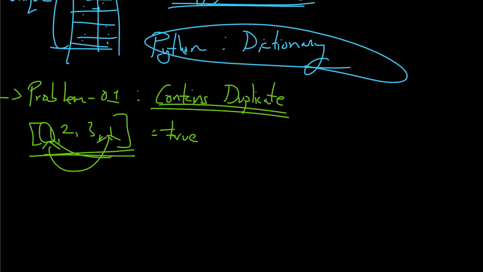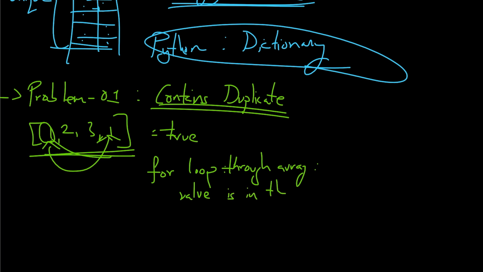And we will basically run a for loop through the array, and if the current value is in the hash map, we are going to increase the count by 1. So whatever value we have, we are going to increase the count of it in the hash map by 1.